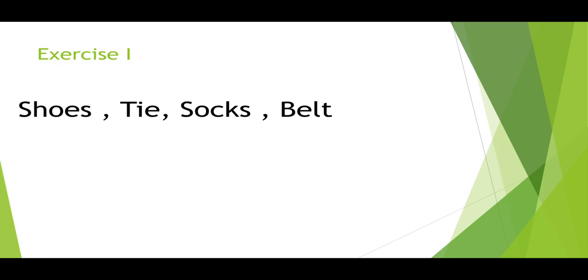Here we have 4 words: shoes, tie, socks, belt. Let's check out the first letter of these words now. We have an S for shoe, T of the tie, S of the socks, and B of the belt. And as is our usual practice, let's chant the alphabets in our mind. The B comes first, the belt.